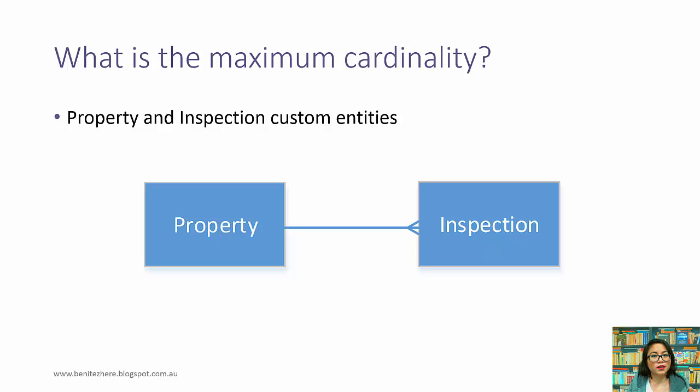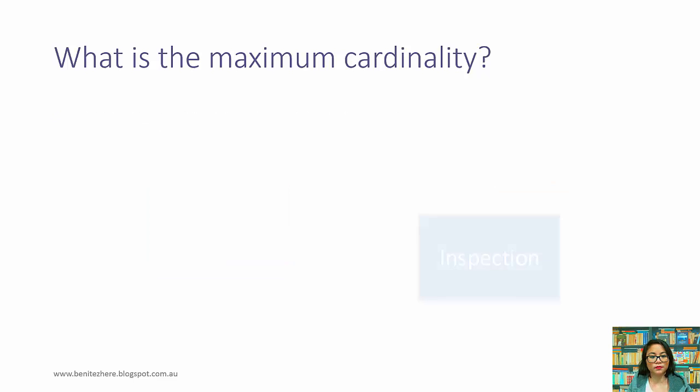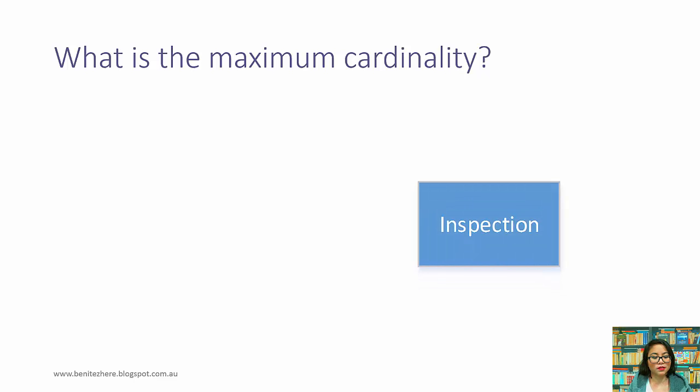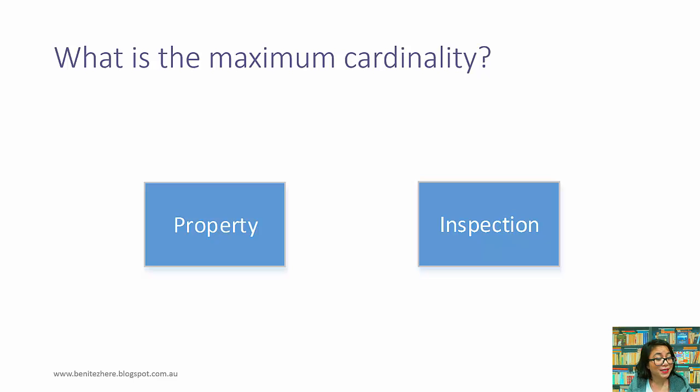So then number two is doing the opposite, thinking about the inspection's relationship to the property. Okay, so here we have the inspection, we have the property. An inspection can only be associated to a single, so if you said single, that's fine, to one property. So this is what it's going to look like.